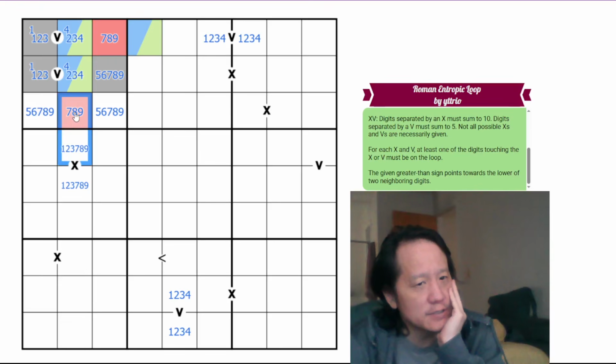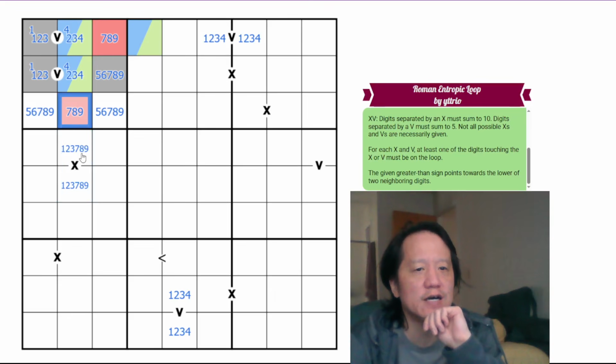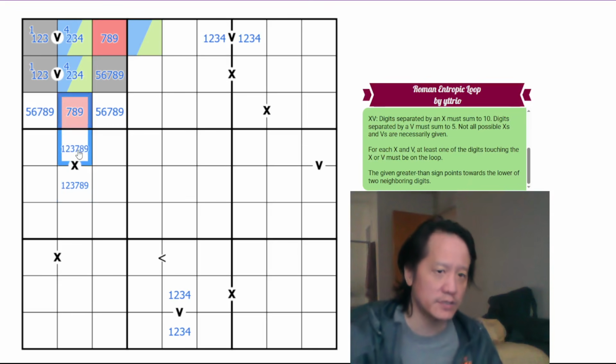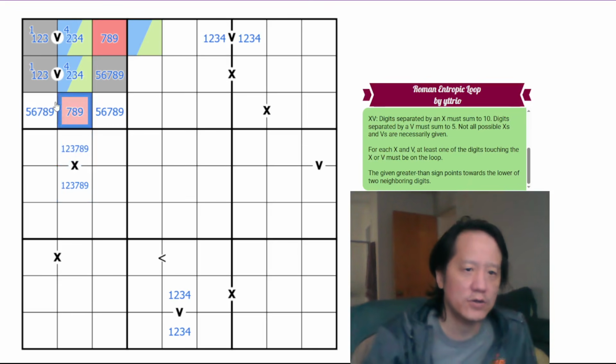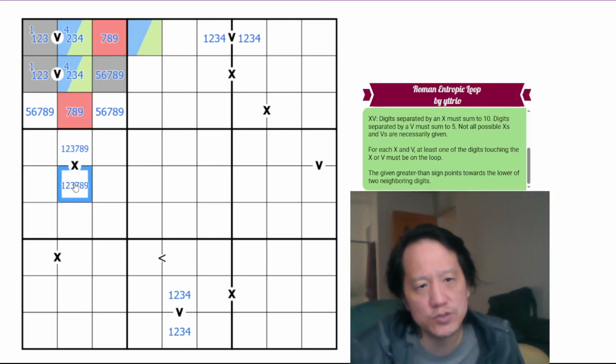It must connect to either here. We could connect to both. No, it cannot. If we tried connecting to both, the problem is this is high, and it would have to have a high in one of these two because it cannot be 4 and 6. So either it connects here, in which case this is low, or it goes around here, in which case this is low. But we don't know which one it is.